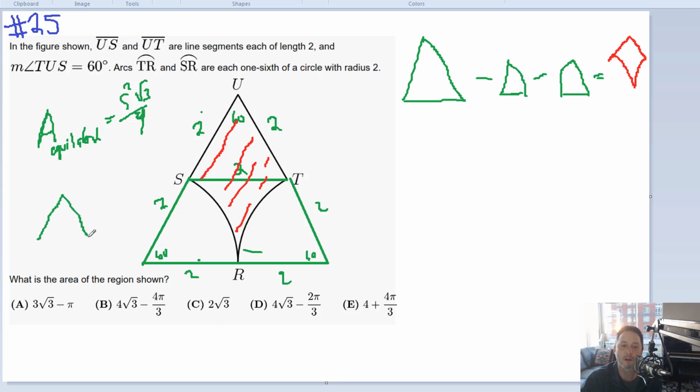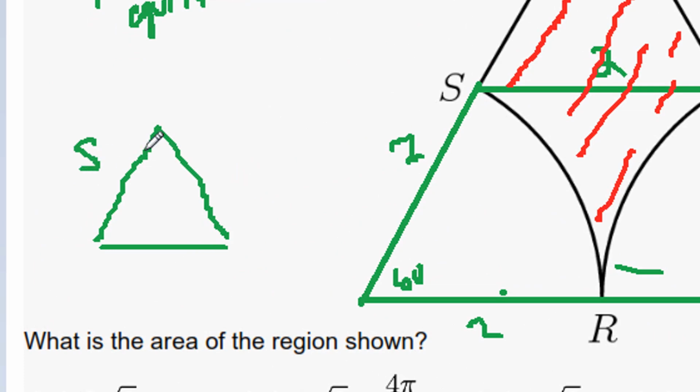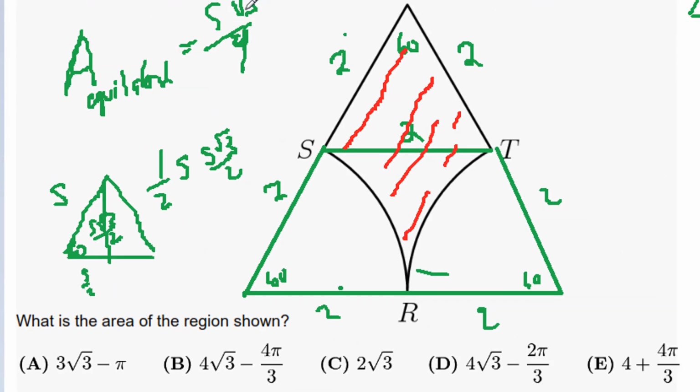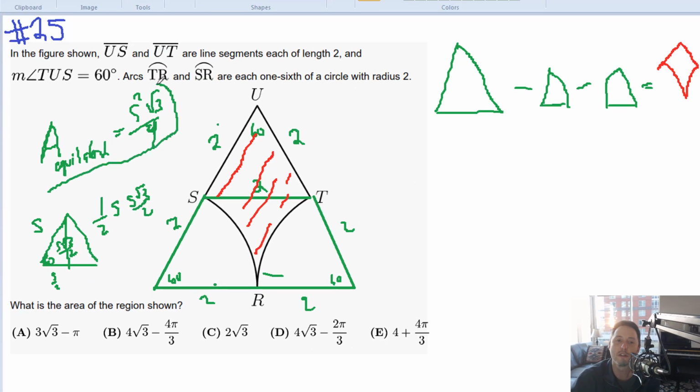If you took any equilateral triangle of side length S and dropped the altitude, you know this is 60. This is S over 2. This is S square root of 3 over 2. And you would just use the regular formula for the area of a triangle, and you would get this. So side squared, square root of 3 over 4. Your kids need to memorize this. You should memorize this too, even if you're an adult.